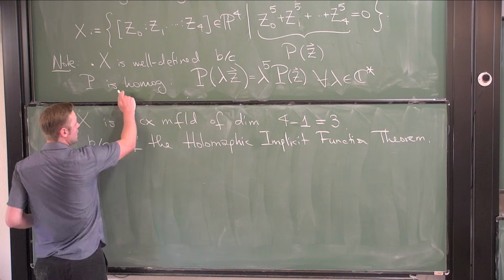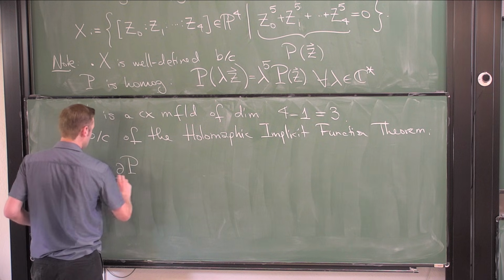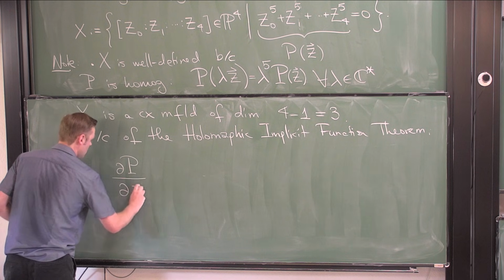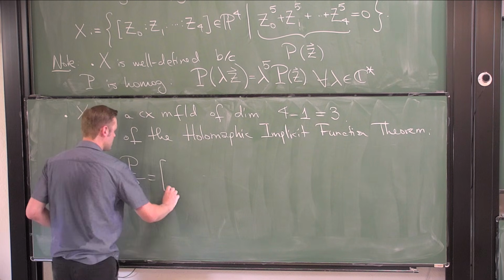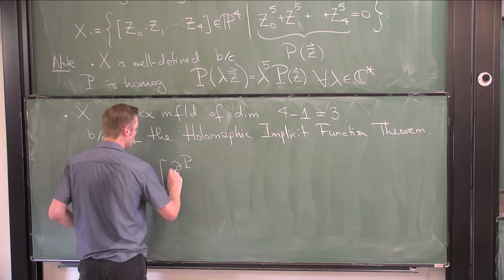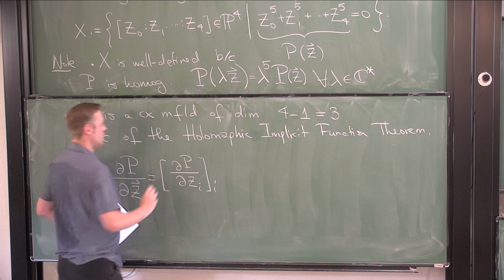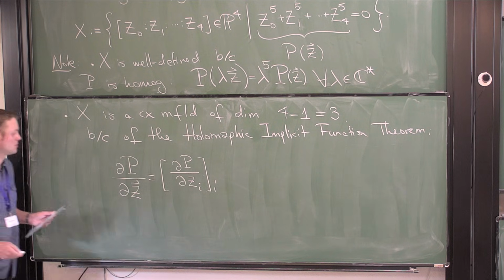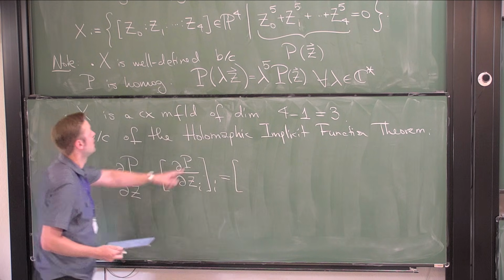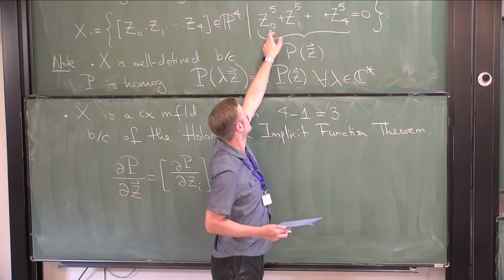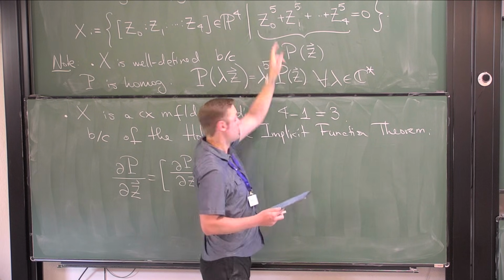So if I look at this P and I compute the Jacobian of it, I'm denoting it like this. In other words, this is just del P by del Z i. It's a Jacobian. So what is this? If I differentiate this with respect to Z naught, all of these guys get killed, and I just get 5 Z naught to the 4th.